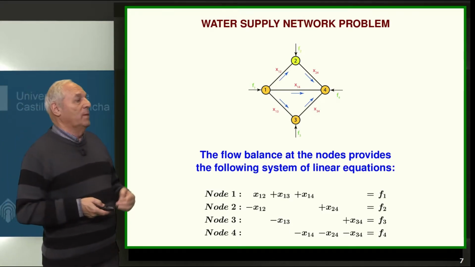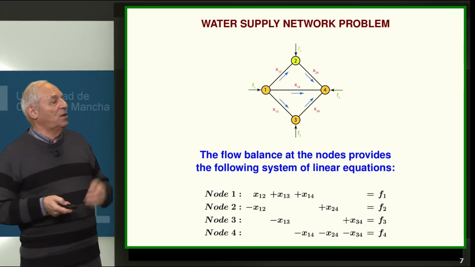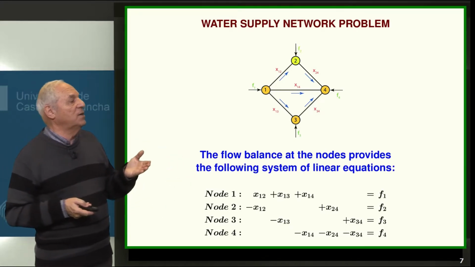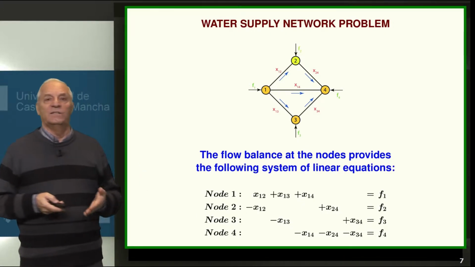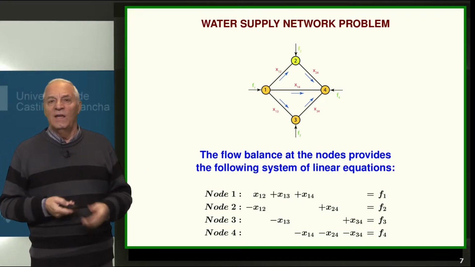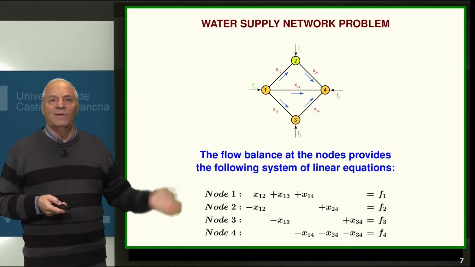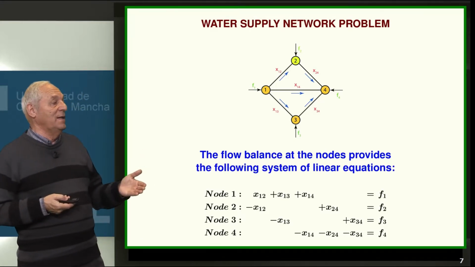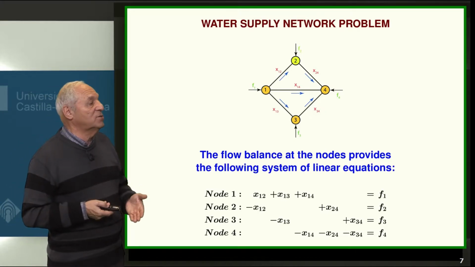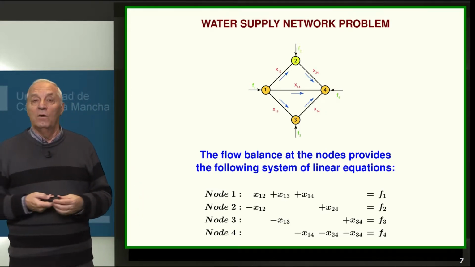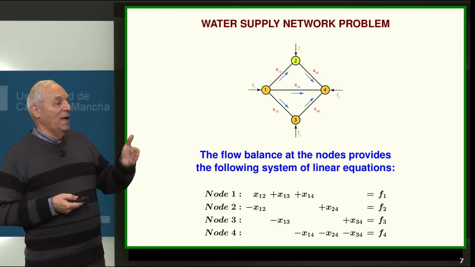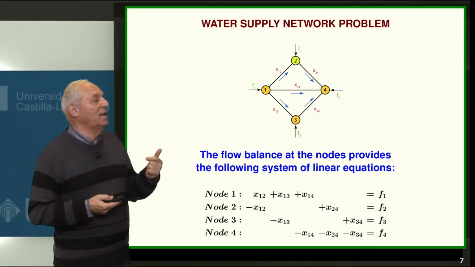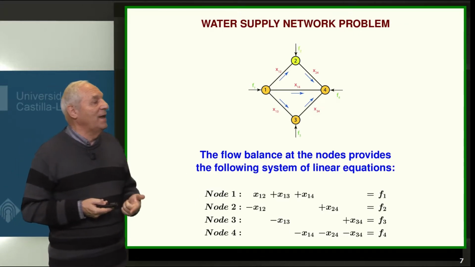For example, in node 1 if we observe it, the F1 appears, x12, x14, and x13 appear too. So, what we have to establish is that the amount of water that enters equals the amount that leaves the node. In this case we have that F1 is what comes in, and what comes out is x12, x13, x14, then the equation is F1 equal to x12 plus x13 plus x14.